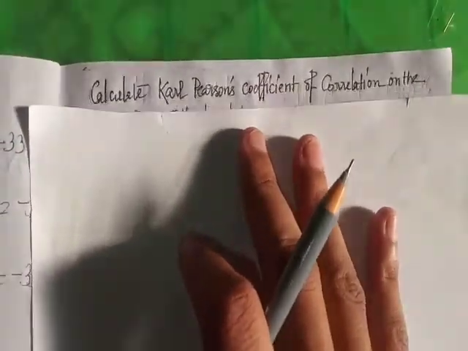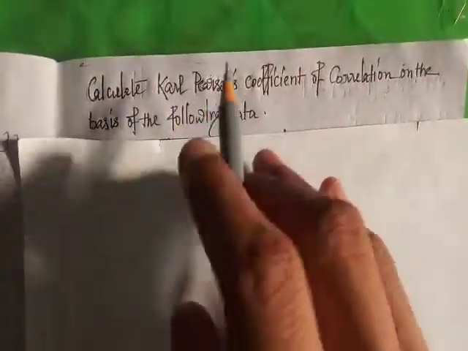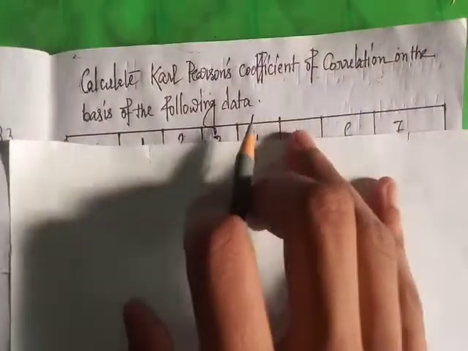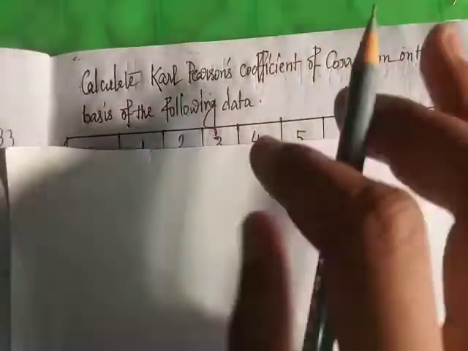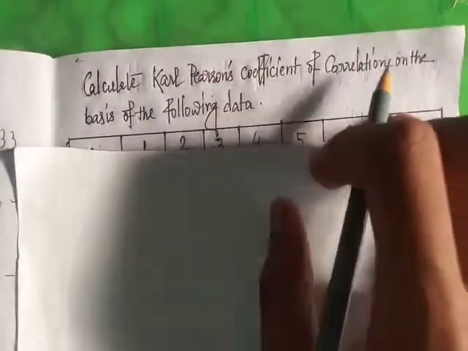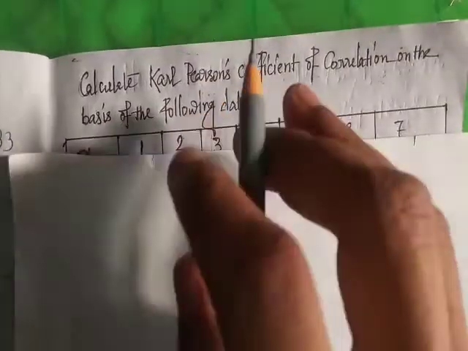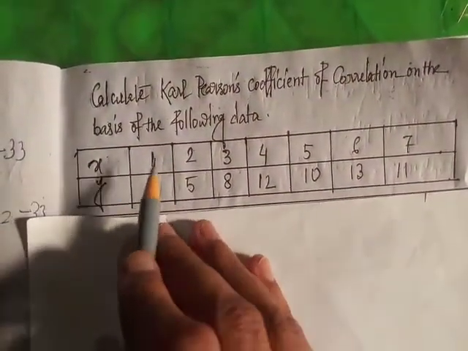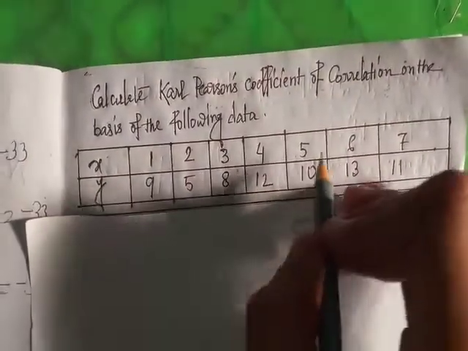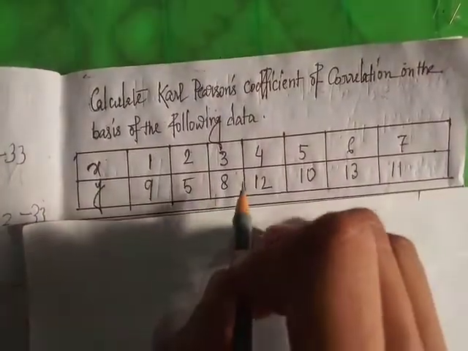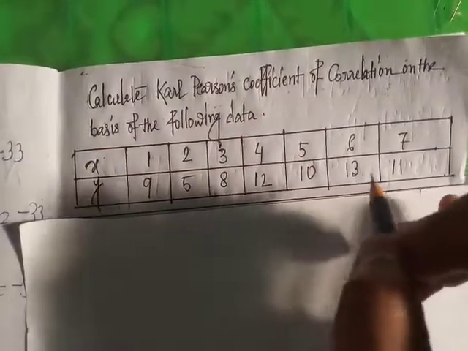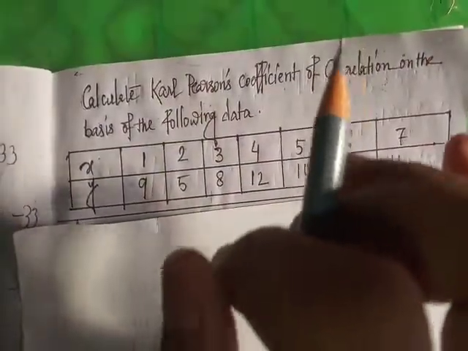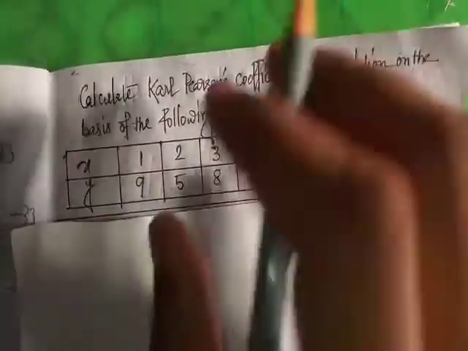Next, we discuss a problem. Calculate the Karl Pearson coefficient of correlation on the basis of the following data. Here x takes values 1, 2, 3, 4, 5, 6, 7 and y takes values 9, 5, 8, 12, 10, 13, 11.